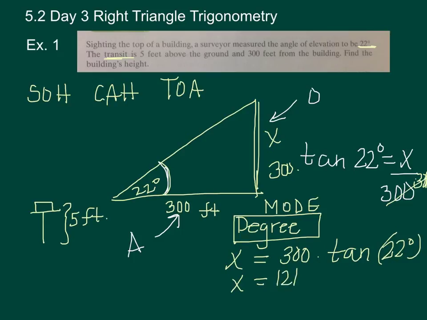However, remember the transit was 5 feet above the ground. So you have to add 5 to that amount. So actually, the height of the building is 126 feet.